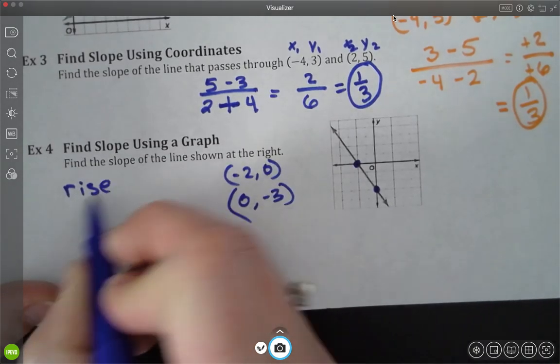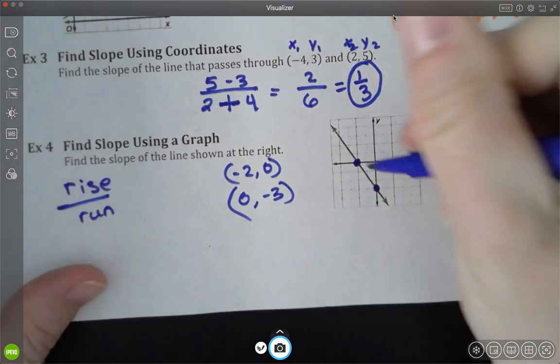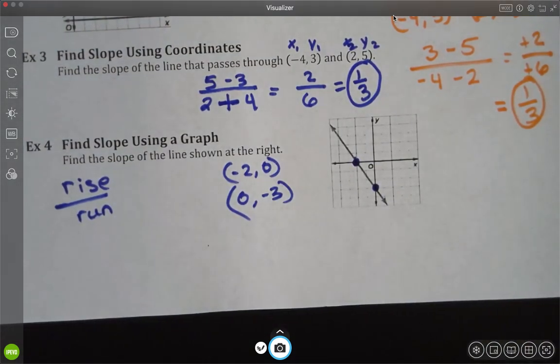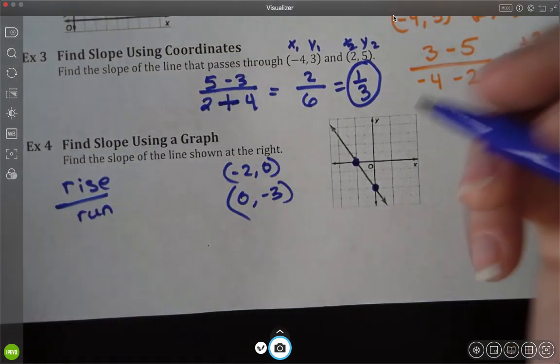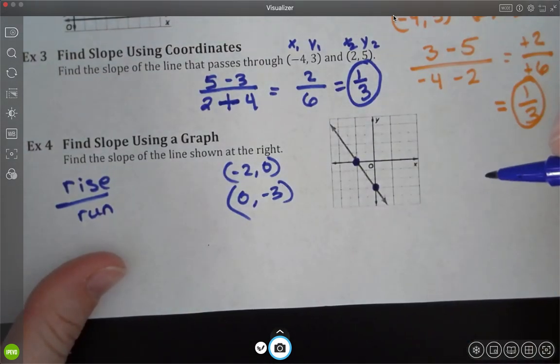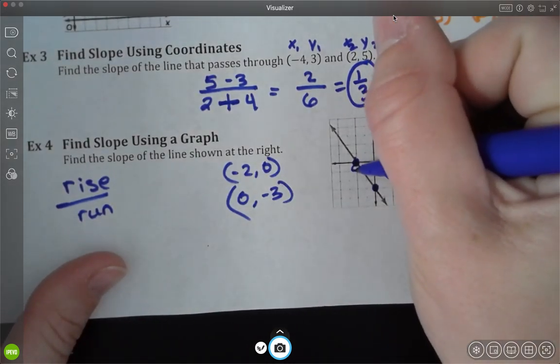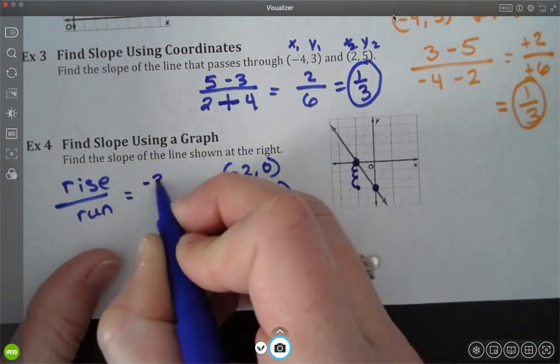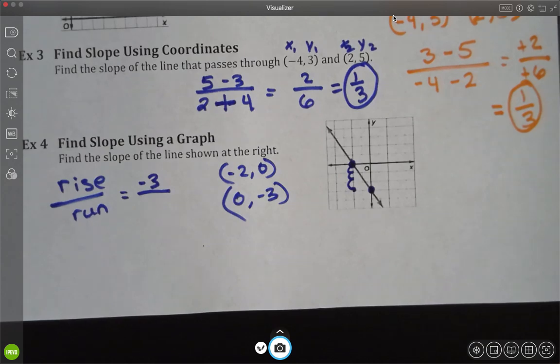Slope is rise over run. Okay? I'm going from this dot to this one. This one comes first because I'm going left to right, right? So how much am I rising from this point to this point? Negative 3. I'm going down 3. 1, 2, 3, right? So I'm rising a negative 3. Does that make sense?